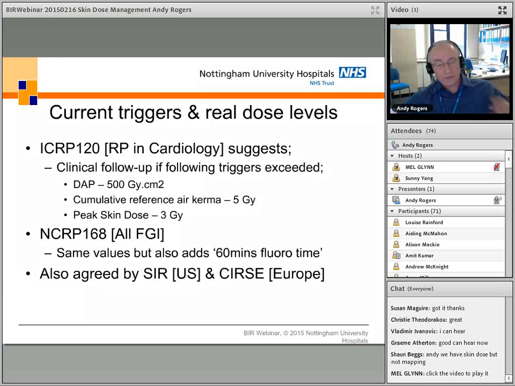I know that Colin Martin in Scotland did some work in neuro and thought that maybe these should be adjusted, so we could see the peer-reviewed press starting to give us more procedure-specific follow-up trigger levels. But interestingly, the Society for Interventional Radiology in the US and CIRSE in Europe have all signed up to these figures. So from a professional body point of view, this is mainstream now. This is what we're all working to.